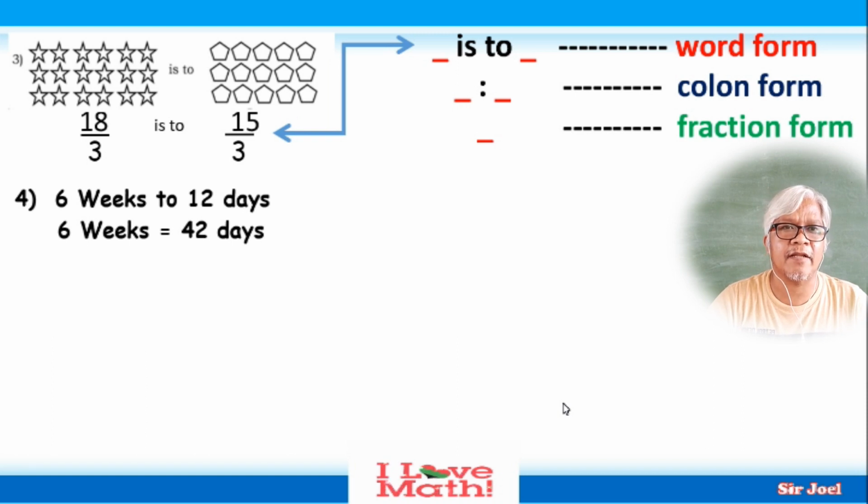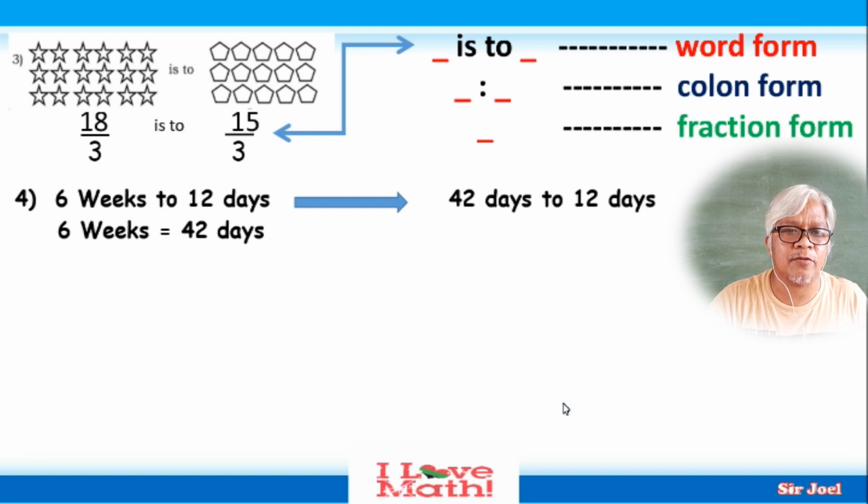Yan yung sinasabi natin, na in expressing a ratio, dapat they should be of the same units. Hindi tayo basta-basta magsusulat ng ratio, lalo na at magkaiba sila ng units. Okay? Now, from 6 weeks to 12 days, ano ngayon ang magiging tanong? It is now 42 days to 12 days. So, instead of 6 weeks, we'll be using 42 days. Klaro?